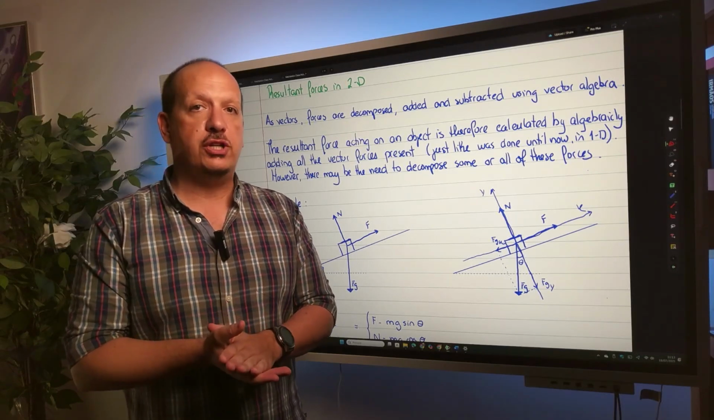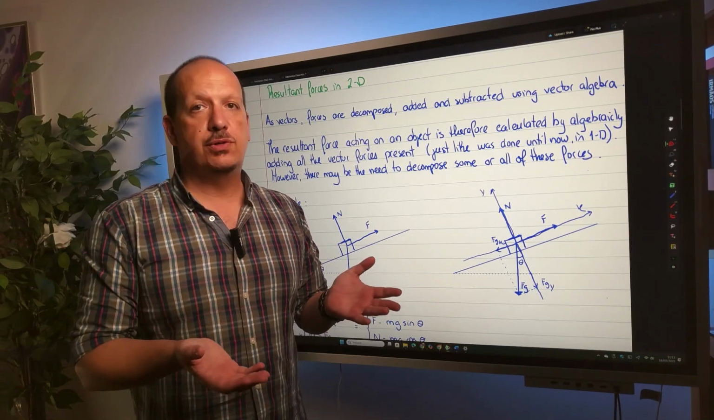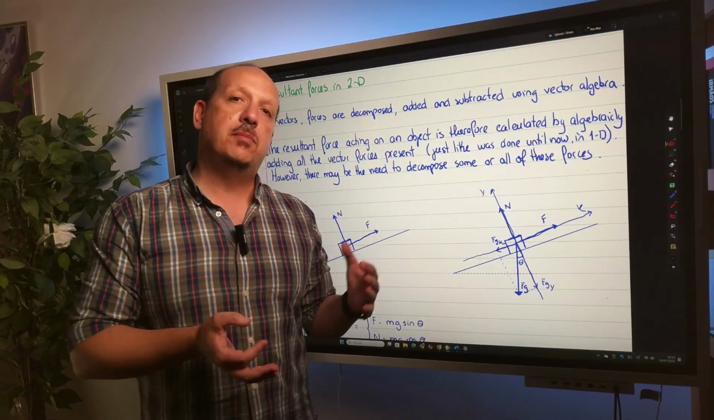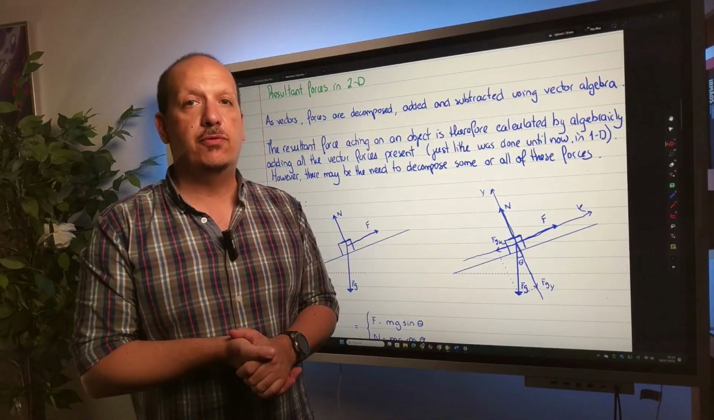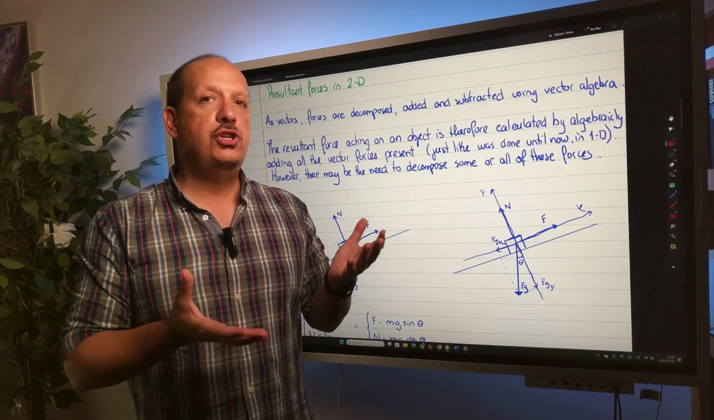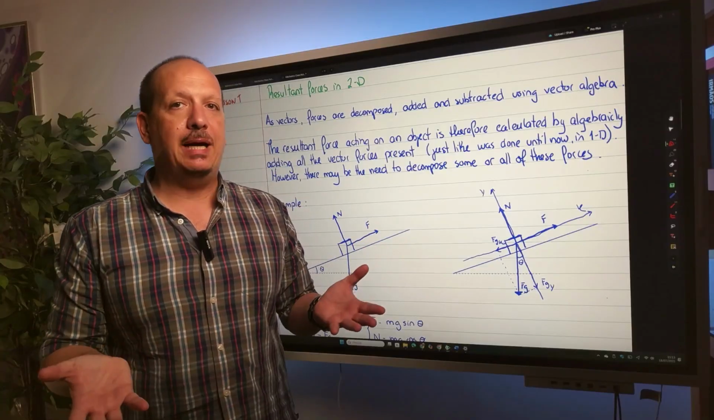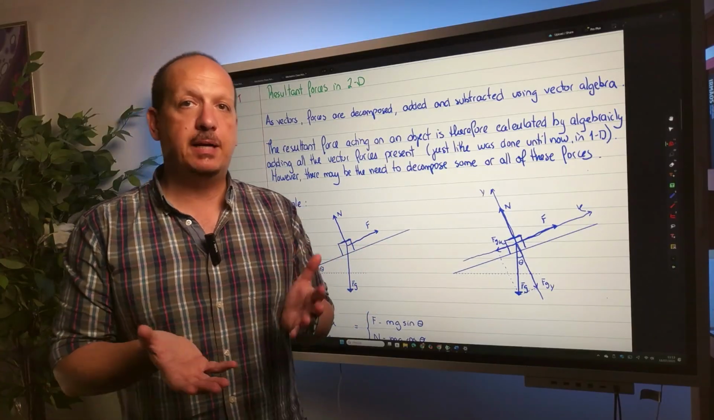In some situations, you may not need to decompose the forces. You just use the whole magnitude of the force. In some other situations, you will need to decompose the forces. How would you know if you have to decompose or not? It will all depend on the referential that you pick, okay?